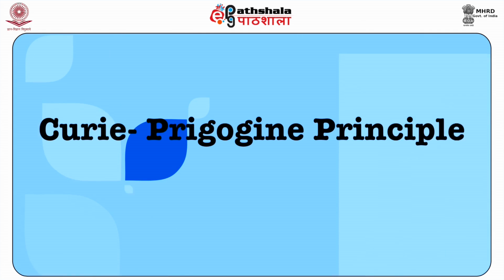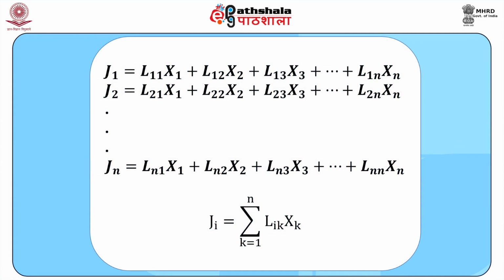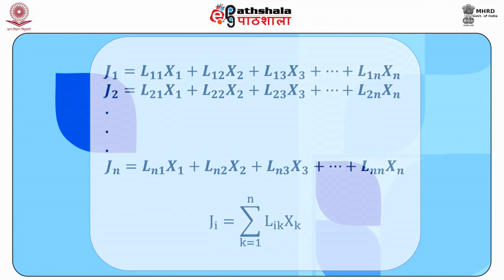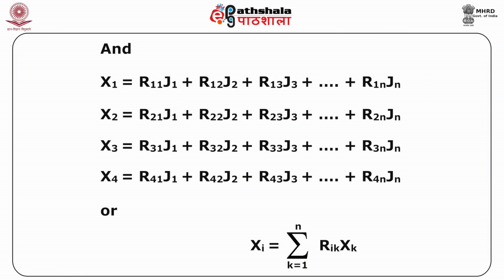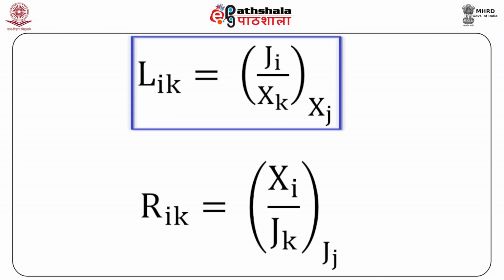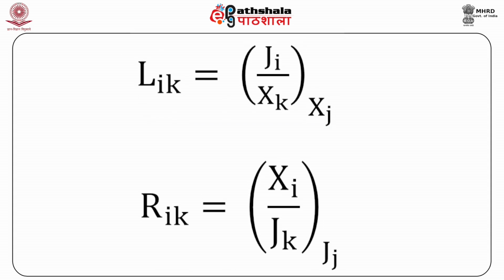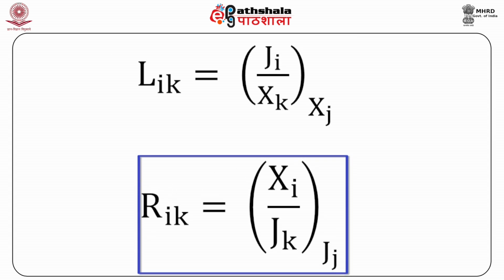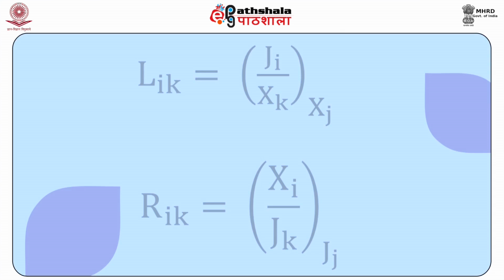Curie-Prigogine principle. In the equations, Ji represents the flow and Xi represents the corresponding forces. The coefficient Lik is equal to Ji upon Xk at constant Xj, the flows per unit force, and Rik is equal to Xi upon Jk at constant Jj, the force per unit flow.